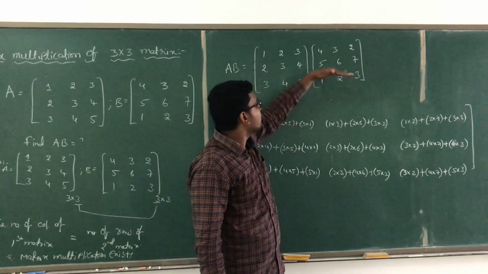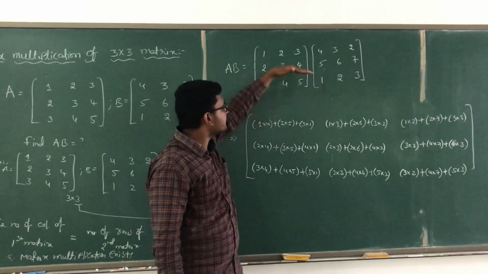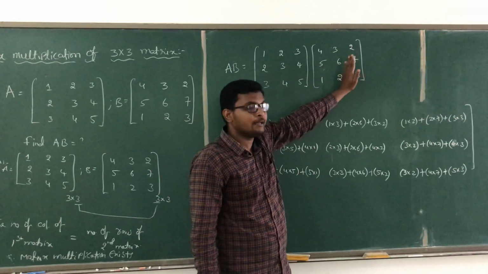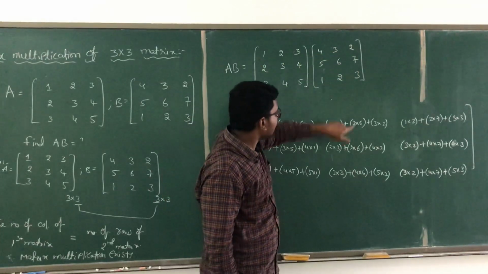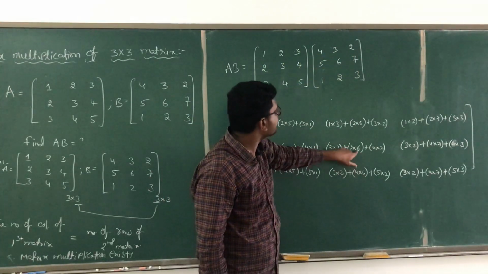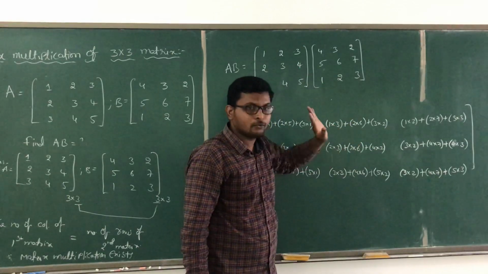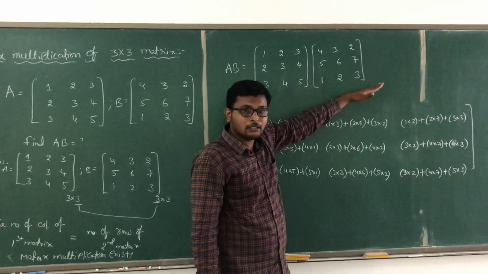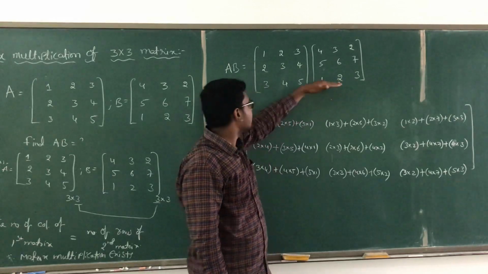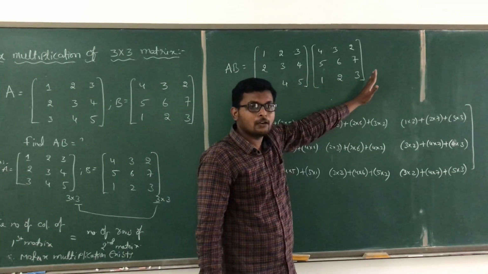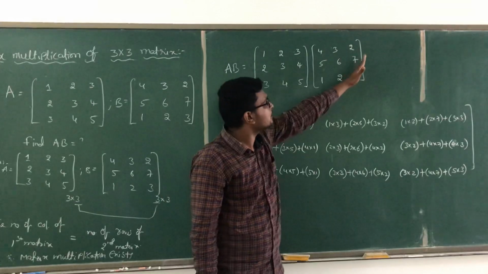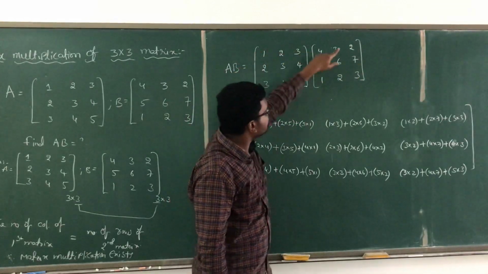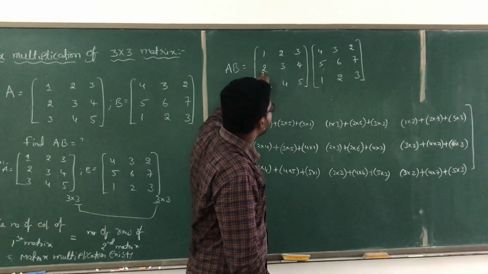Next, now we are moving to the second column. Second row, second column. Multiply 2 into 3 plus 3 into 6 plus 4 into 2. Clear? Have you completed all the columns? Yes. Now we are moving to the third column. Second row with the third column. What are you going to get? 2 into 2.